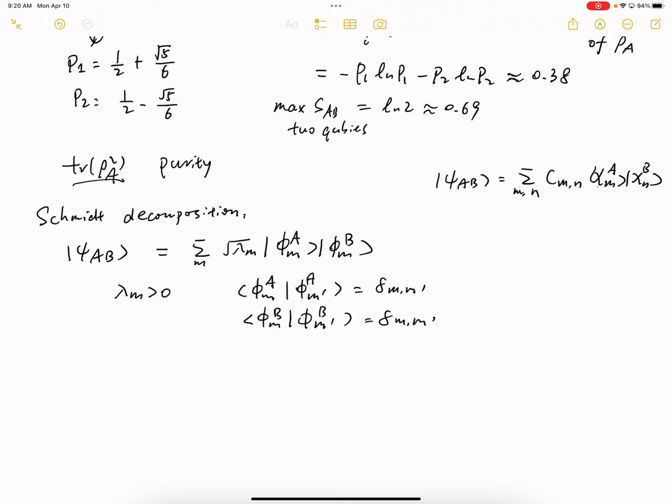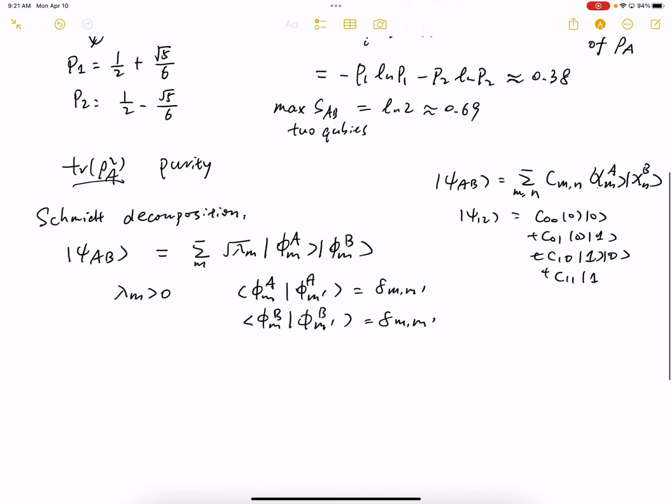For example, if you have a 2-qubit state psi 1, 2, then I can always decompose it into C00 |0,0>, C01 |0,1>, C10 |1,0>, and C11 |1,1>. So that is always possible. So you have 4 basis states here, right? So you can always do this decomposition, and you don't need to use this 0, 1 basis. You can use a plus basis for the first qubit, etc. But this is different. First, you can see that this is a double summation.